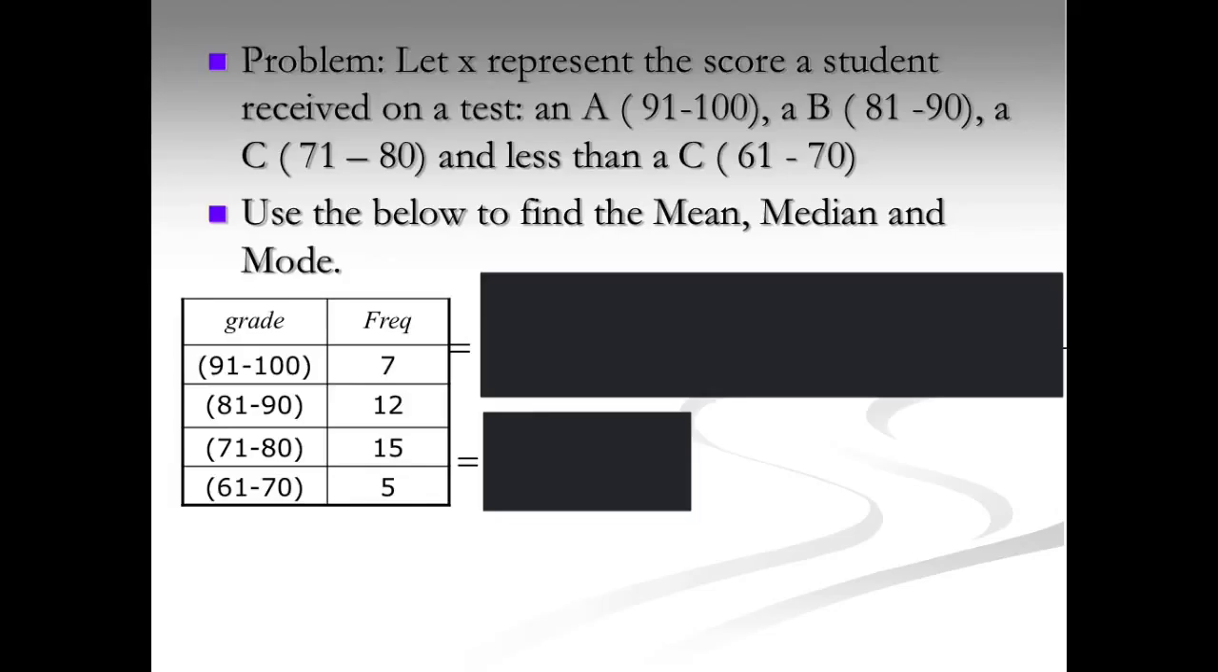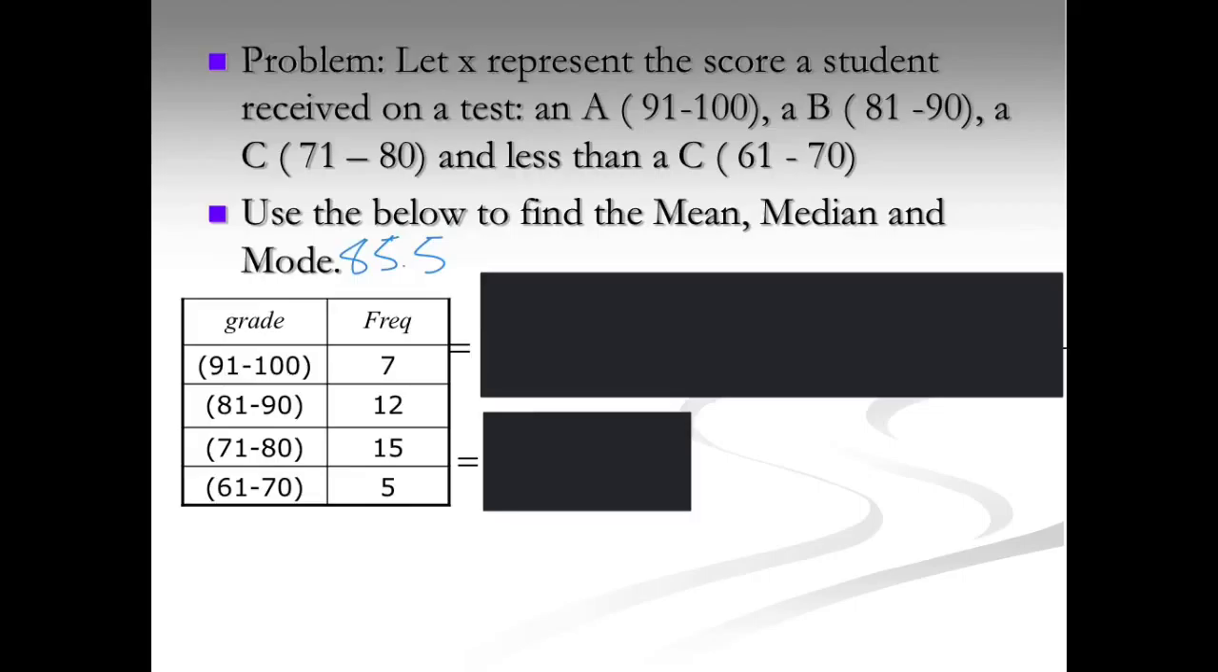The mode is the easiest one. It's the most commonly occurring, or the one with the largest frequency. And so that's going to be our 81 to 90 range. When we have grouped data though, we generally don't want to list the range. We want to approximate the value. And so to do that, we're going to average our two numbers. So we're going to average 81 and 90, and that's going to give us a mode of 85.5.